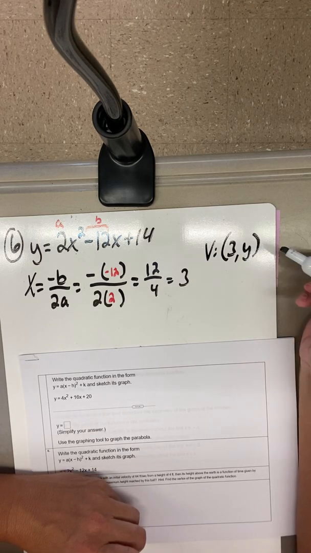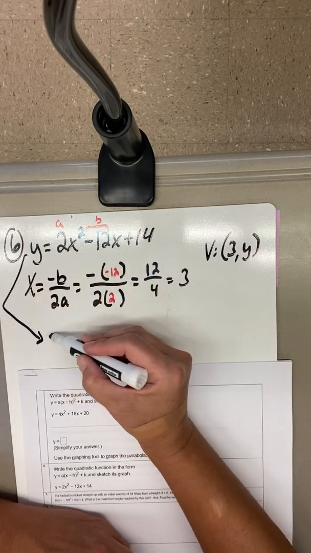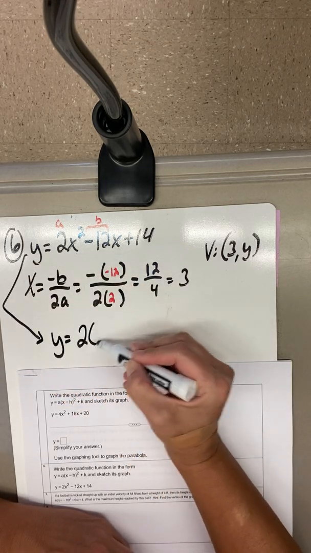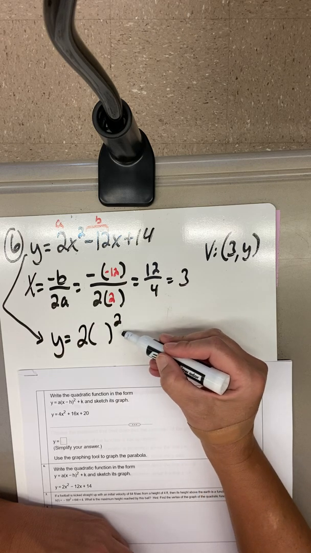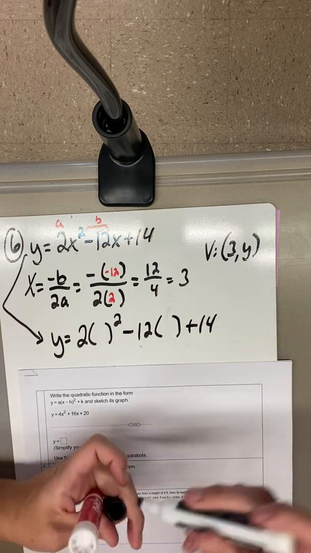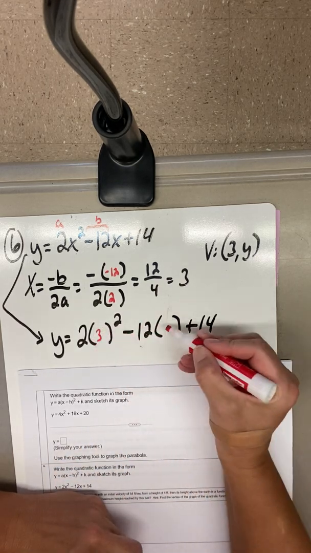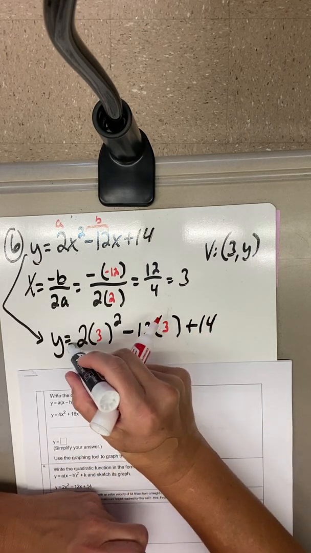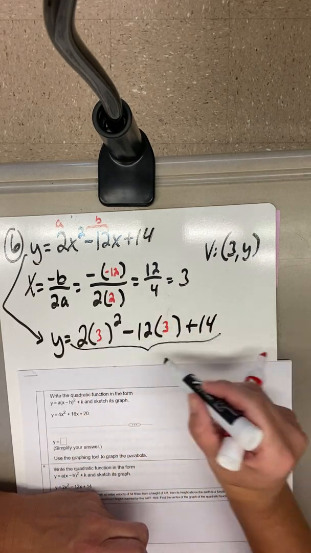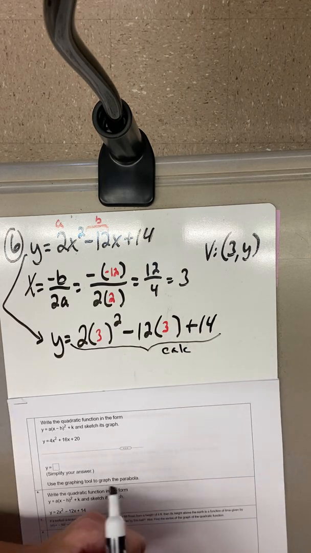I still got to find y. So to find y, you're going to use your equation, y equals, and everywhere there's an x, guess what we're going to plug in? 3. Good answer. All right, so everywhere there's an x, we're going to put in 3. And again, I would type all of this in the calculator where you don't make mistakes. Double check it when you type it in.